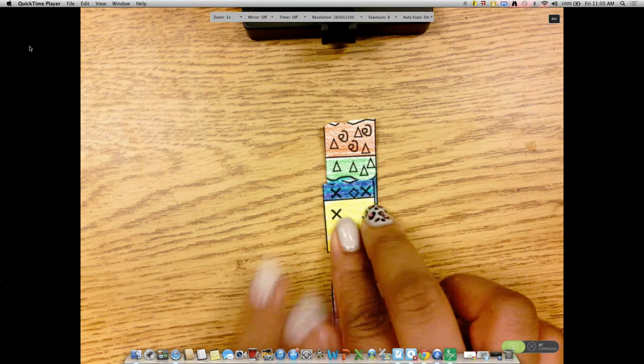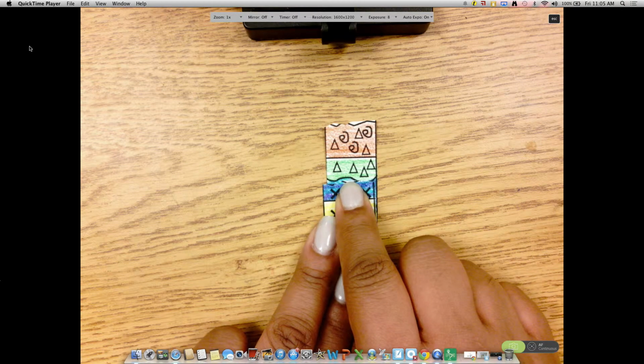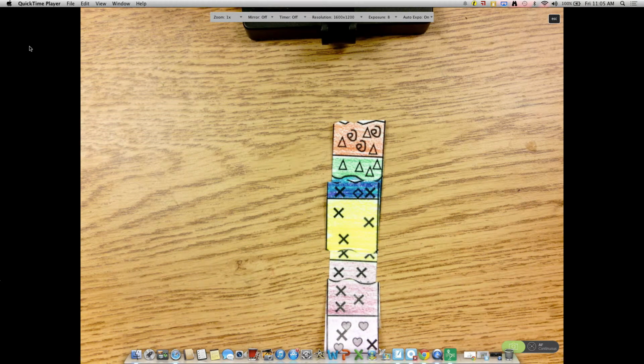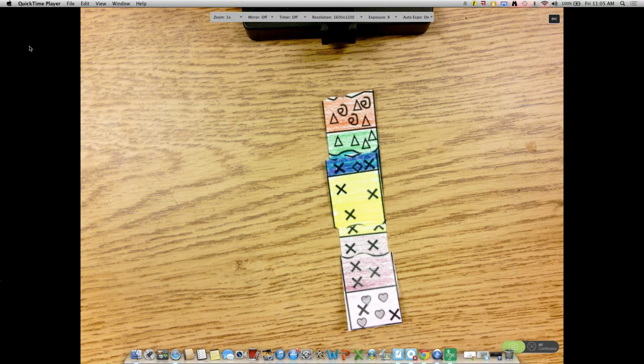If any unconformity, which this does have one, exists, I need to cut that, and I do the same thing all the way through till I've completed all 4 layers. And that will take you up to 13 and having your entire geologic column. Any questions on that? Okay, then you're good.